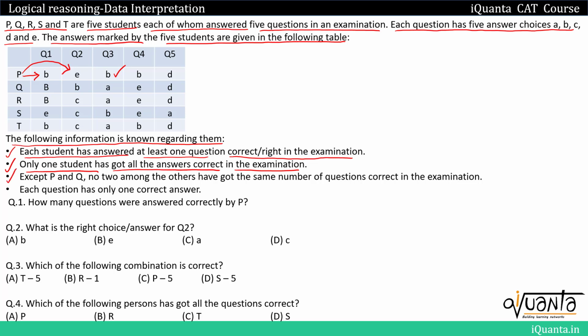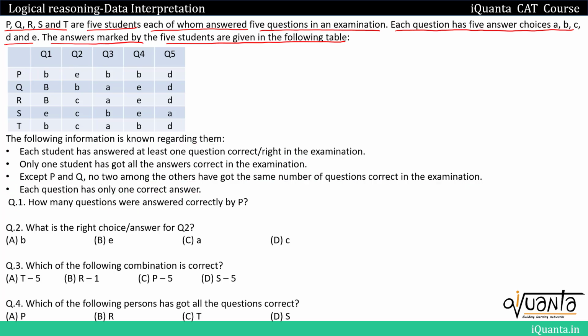Then the next clue is except P and Q, no two among the others have got the same number of questions correct in the examination. So P and Q are the only students who have answered the same number of questions correctly. So this is a very important clue for us. At last, the clue is each question has only one correct answer. So every question will have only one correct answer. Now let us read the question that we have: how many questions were answered correctly by P?